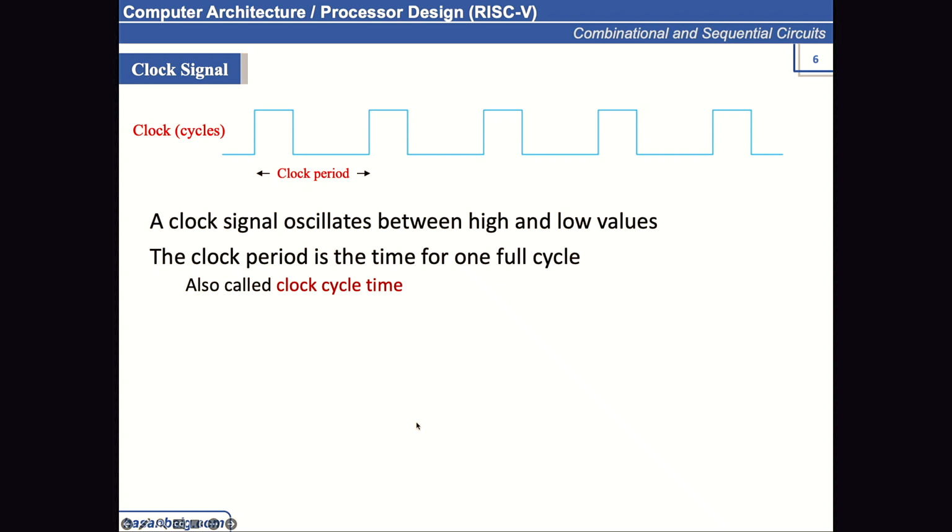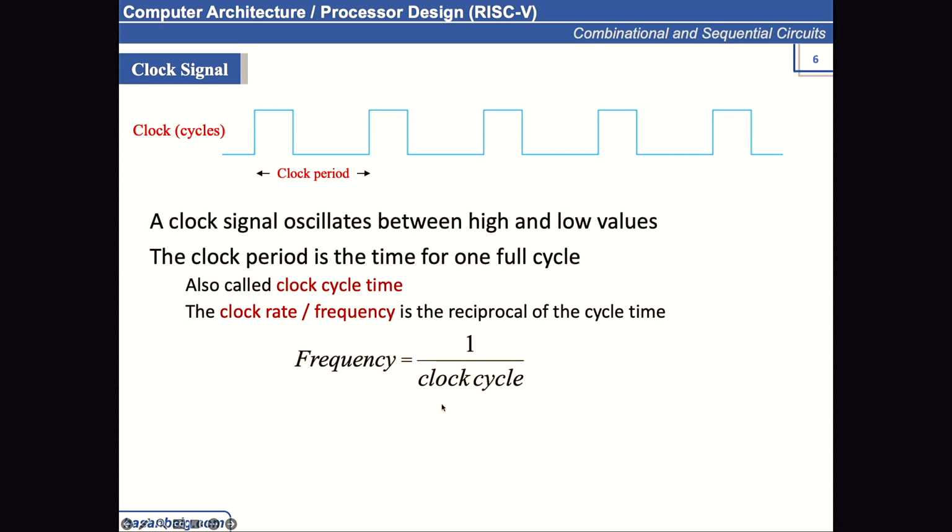There is another term called the clock rate, which is also referred to as frequency. It's the reciprocal of cycle time. You have already studied, or might already be familiar with, the word frequency. So frequency is 1 over the clock cycle, and the clock cycle means the clock period. If the clock cycle time is 1 nanosecond, you would say the clock rate is 1 gigahertz. 1 nano means you keep 1, and nano means 10 to the power minus 9. When you solve it, you bring it up, and 10 to the power 9 corresponds to giga.